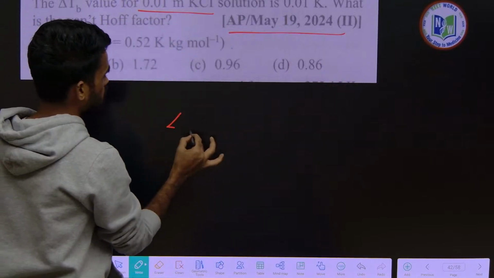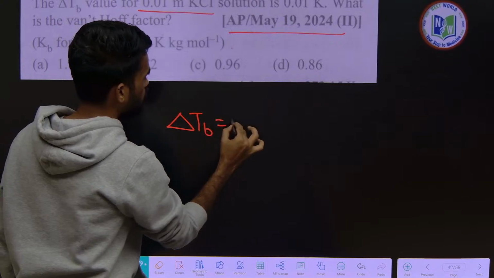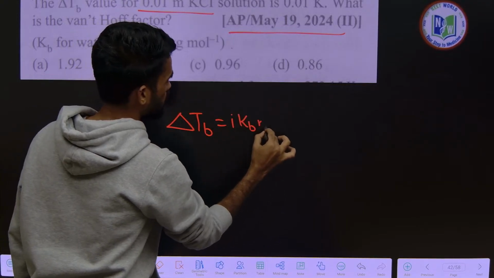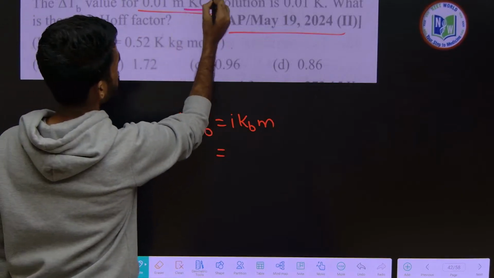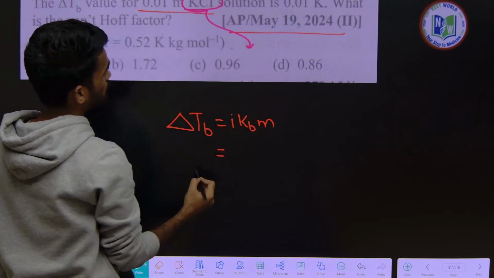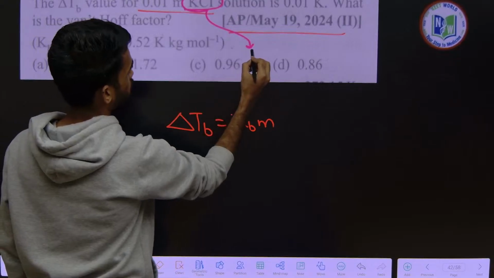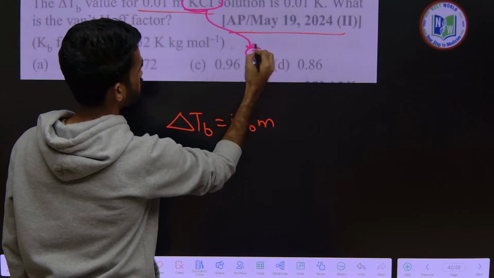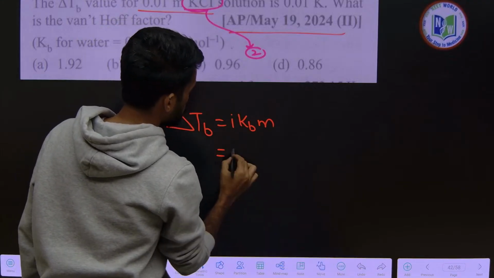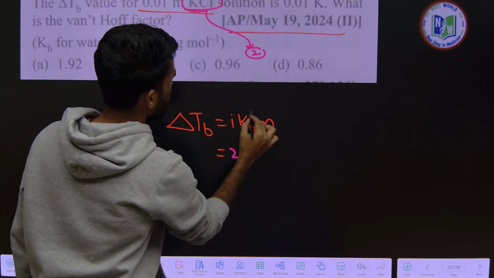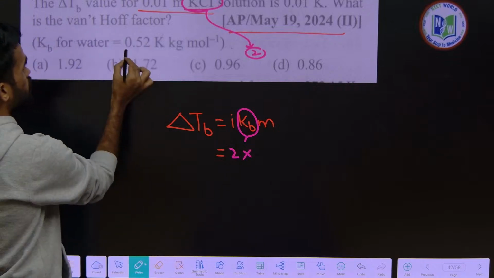See, delta TB will be equal to i Kb m. So what is the i value for this KCl? KCl is a strong electrolyte, it can give K plus and Cl minus. So 2 ions will be obtained, so the i value will be 2. Okay, 2 into, what about the Kb m value mentioned? Kb is given as 0.52.